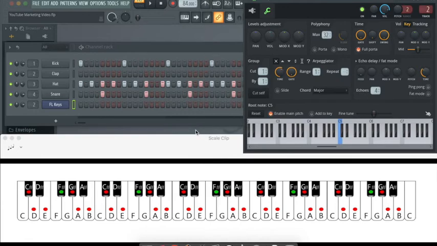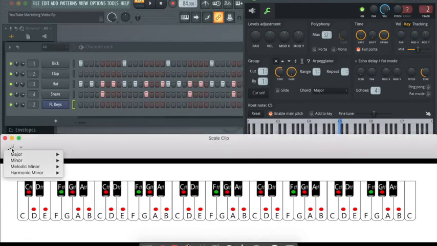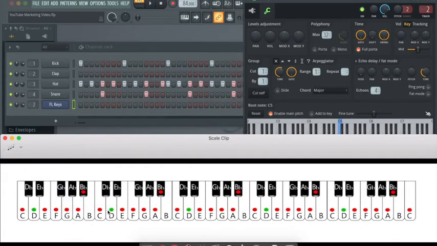So here we have the scale clip. The scale clip gives you access to the minor scales that correspond directly to the major scale. So each relative minor is accessible to you when producing your music. So let's just start with D minor, for example. So the sound of D minor in relation to the major scale is going to be.